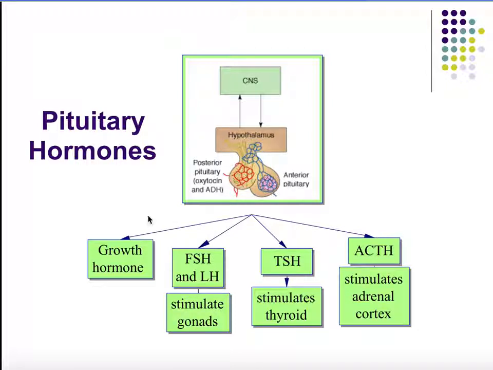Now, one difference is growth hormone. Growth hormone is actually directly released by the anterior pituitary. But other hormones like FSH and LH, follicle stimulating hormone and luteinizing hormone, will stimulate our gonads to either make gametes or produce our sex hormones. Then we have thyroid stimulating hormone, which will go to the thyroid gland and stimulate the release of thyroid hormone. And then we have our adrenocorticotropic hormone, which will go to our adrenal cortex and cause the release of cortisol.